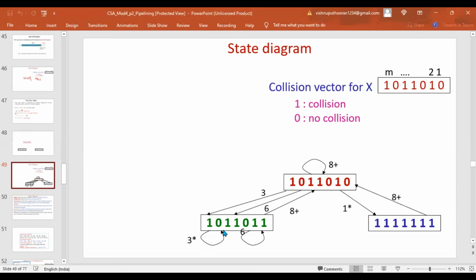Then 3-bit and 6-bit shifts are performed. Why? Because here the 0 is present on the 3rd and 6th position. So 3-bit and 6-bit shift of this particular state is required. And in the last state, no shift is required because there are no zeros. So like that, we get the state diagram.